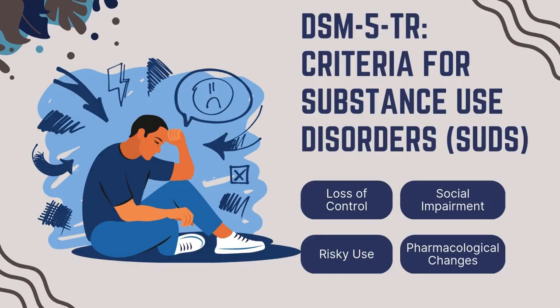And diagnosis is based on a symptom count. So when you're looking at those 11 symptoms across the four major categories, you're going to count them. If somebody meets 2 to 3 symptoms, they're going to have a mild substance use disorder, 4 to 5 is moderate, and 6 or more is going to be considered a severe substance use disorder. So again, it's not about how much or how often somebody uses, it's about how it impacts their life.